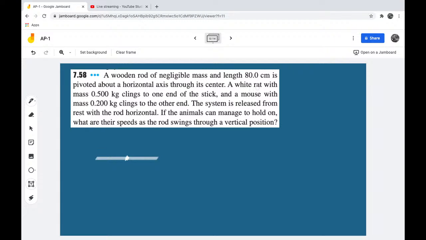A white rat clings to one end of the stick. So I have a rat here. How to draw a rat? I have no idea. But maybe I can do some. And it has a tail. And the mouse with 0.2 kg. So can anyone tell me the difference between the rat and the mouse? I may draw them with slightly different tails and different shapes. Assuming that they are at the end.